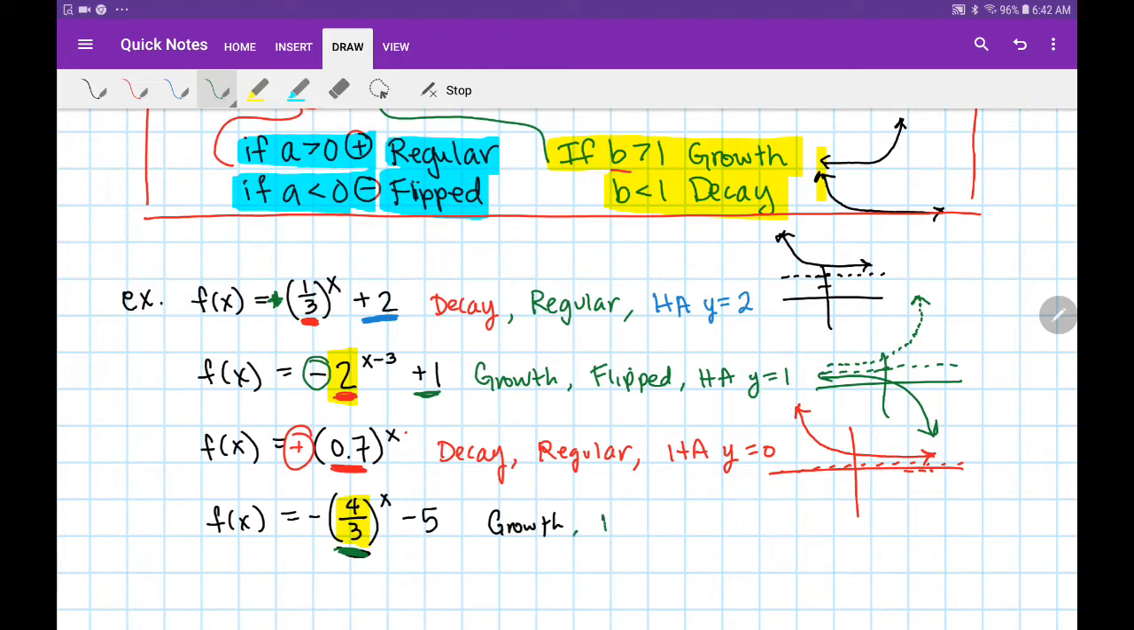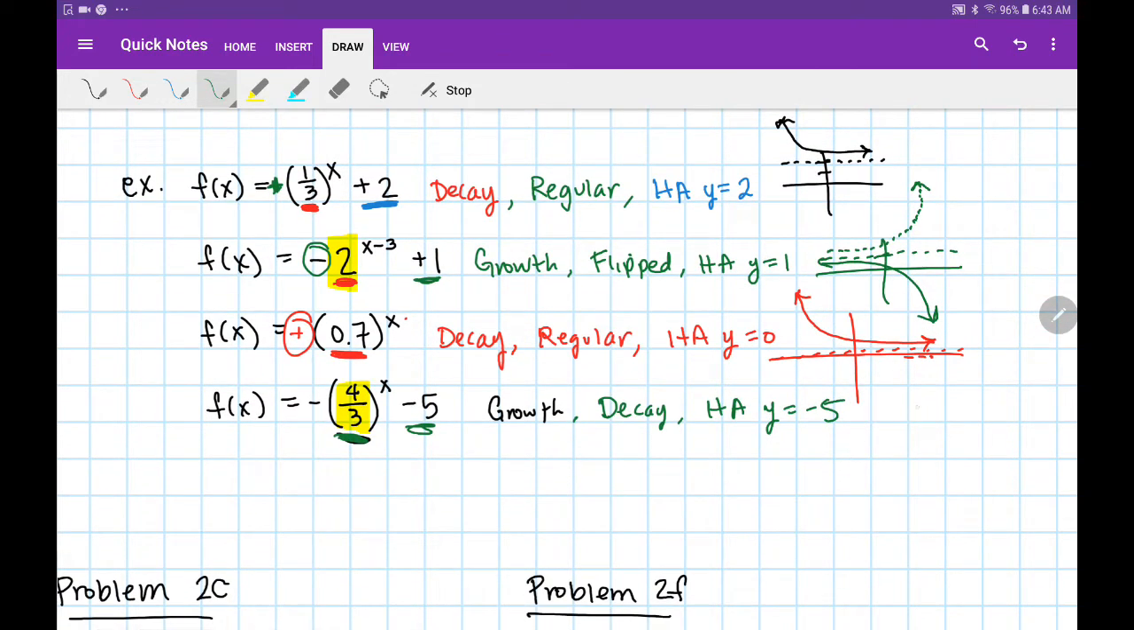Next, this is decay. I know because the sign in front is negative, and it has a horizontal asymptote at y equals -5 because of that number at the end. So I'm going to shift my graph down 5 units, 3, 4, 5, draw my horizontal asymptote. And you're always drawing above the horizontal asymptote. So I wrote growth and then I wrote decay. It's growth, but a flipped growth.